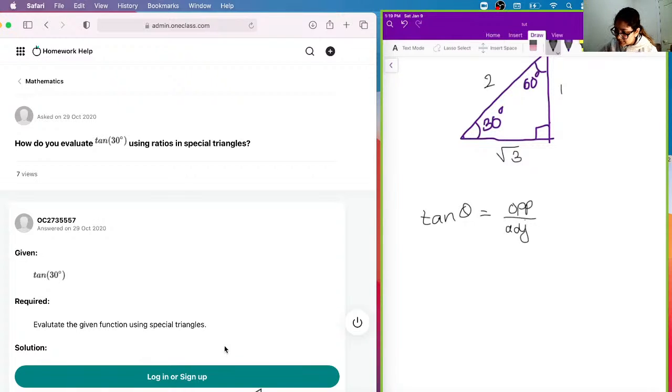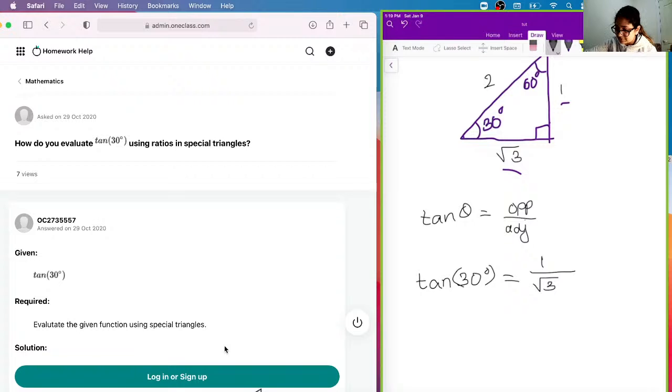Where theta is the reference angle, and in this case we're trying to find tan of 30. So tan 30 degrees is equal to opposite, which in this case is 1. We're looking at the opposite side, which is this, and the adjacent side would be this. So opposite is 1, adjacent is √3. And so tan of 30, as you guys can see, is 1 over √3.